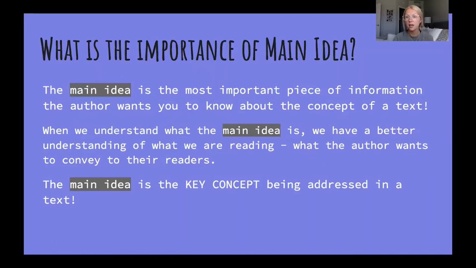When we are able to identify our main idea, we have a better overall understanding of what we are reading and the information we should be gaining throughout the text. And the main idea is a key concept being addressed in a text. So again, the main idea is the key information that the author is trying to address to us while we are reading a text.